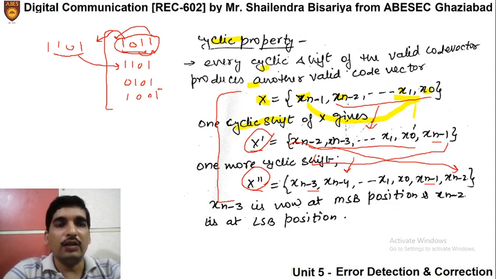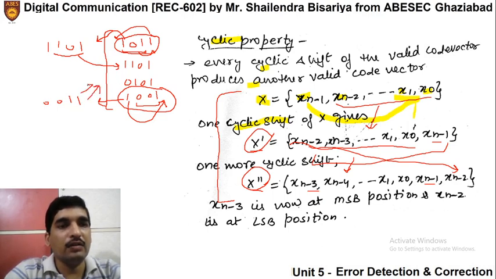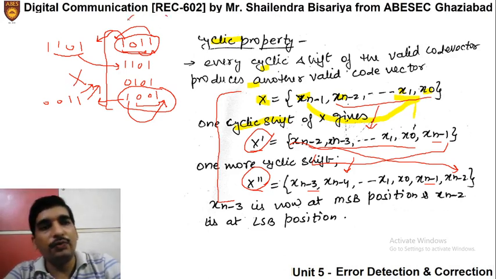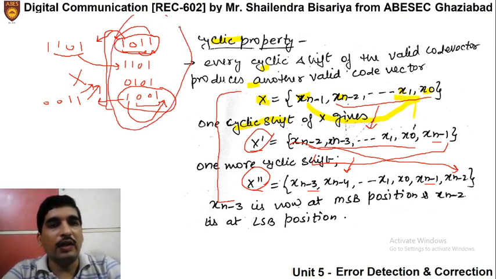Now let us take another one, 1001. Let us do a circular shift in this. So this 1 will come here, rest will be as it is. So we will get 1, 1, 0, 0. Now is this a code vector here in this set? No, this is not a code vector. So these four code vectors as a set of valid code vectors cannot be said as cyclic code.